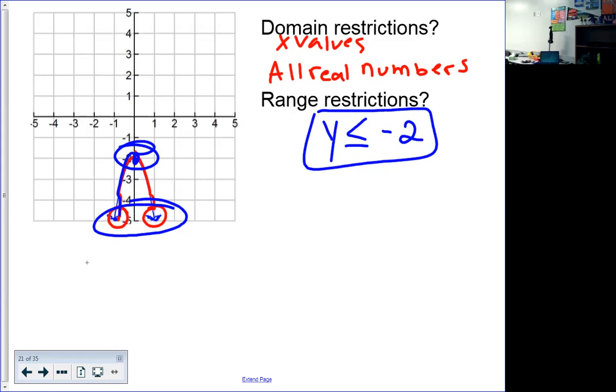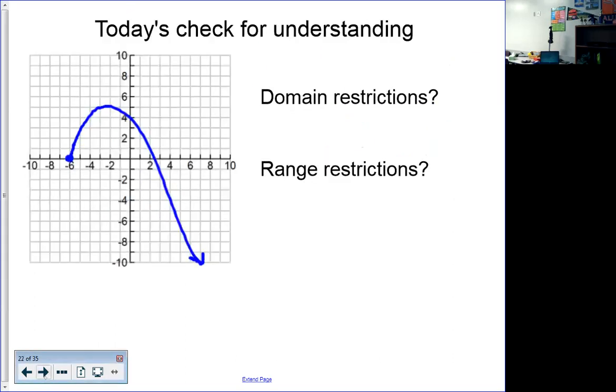All right, let's continue on. All right, so at this point, we're on today's check for understanding. If you have not already, go ahead back into your module, and you will be working on this check for understanding for today. This graph right here is in your check for understanding. You will be identifying the domain and the range, and this is a multiple choice question. As always, if you have any questions, please let me know. Otherwise, I will see you guys tomorrow.